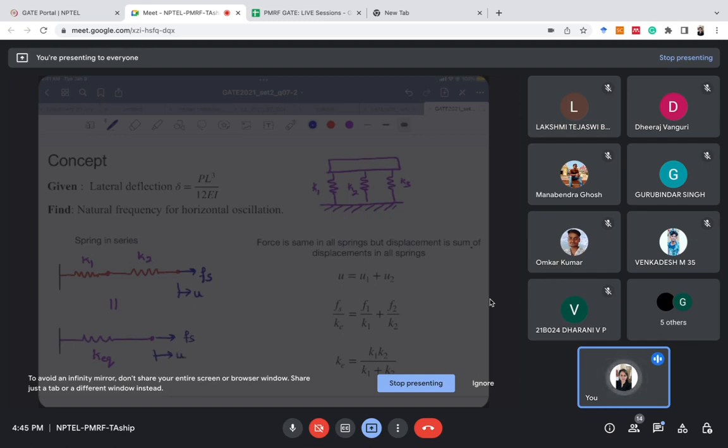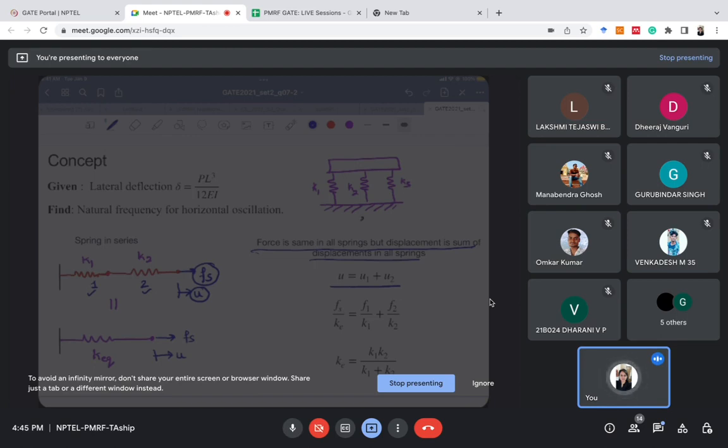So in the series system, what happens is the force in all the springs is the same, but the displacement is the sum of the displacements in all the springs. If the applied force is Fs, it will be the same Fs in the first spring and the second spring also. But this displacement U will be the sum of two displacements: the displacement of spring 1 and the displacement of spring 2.